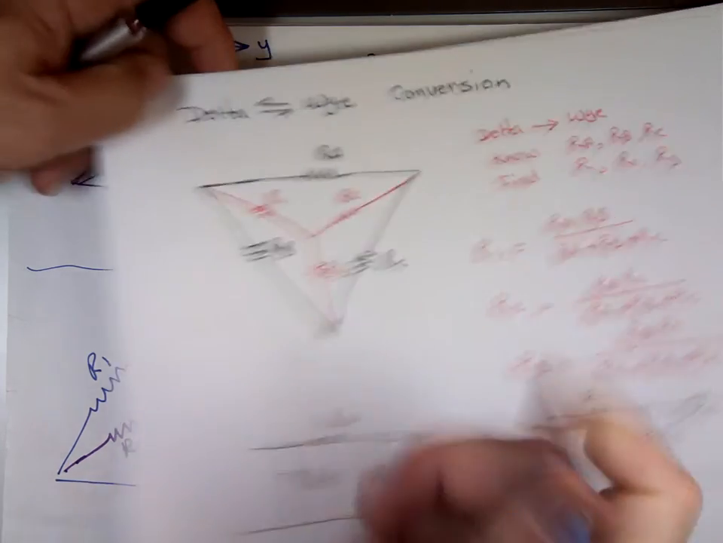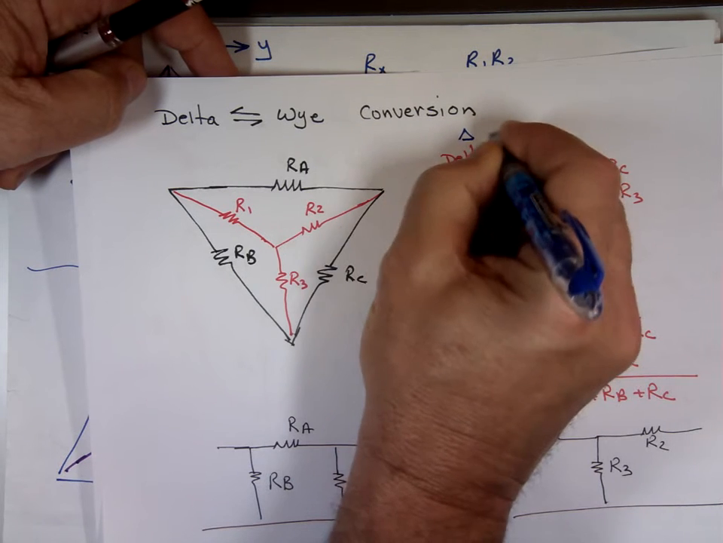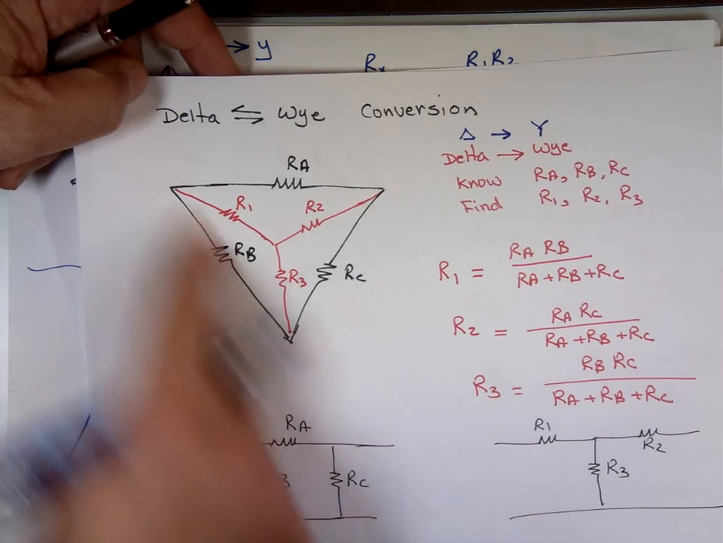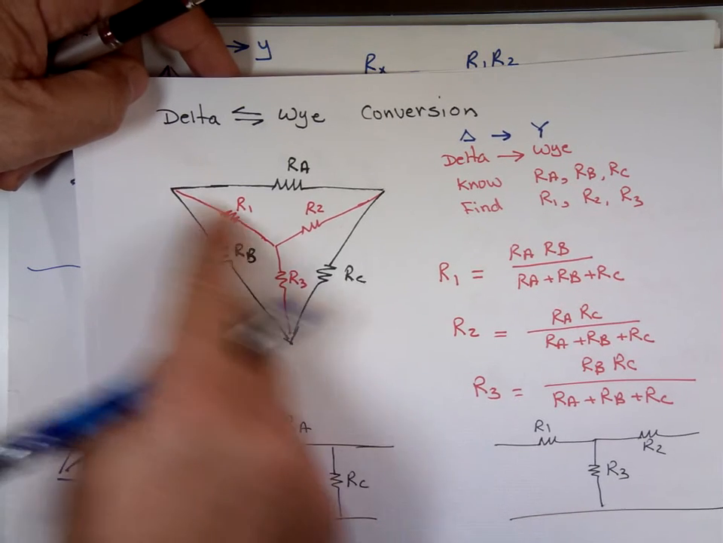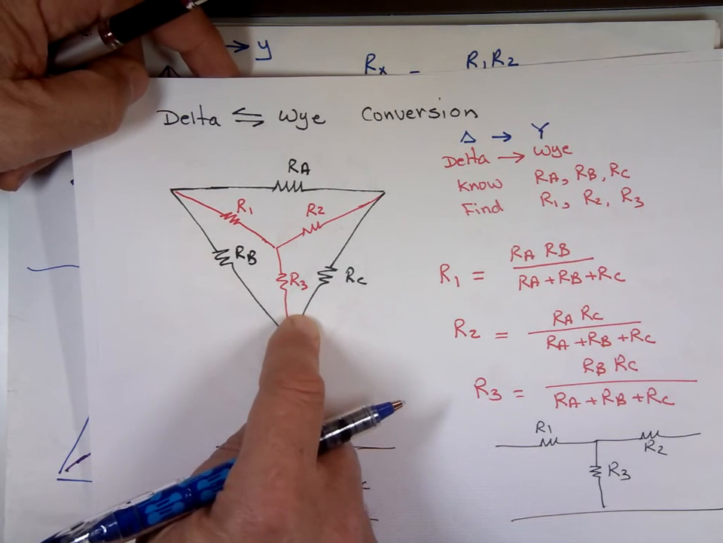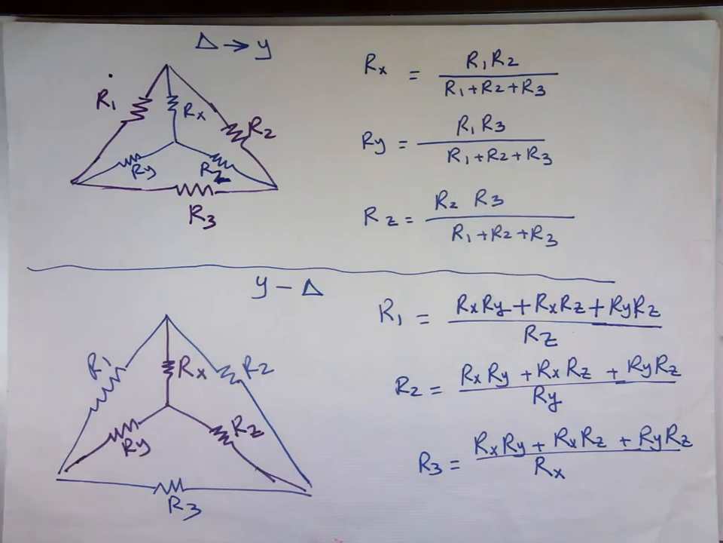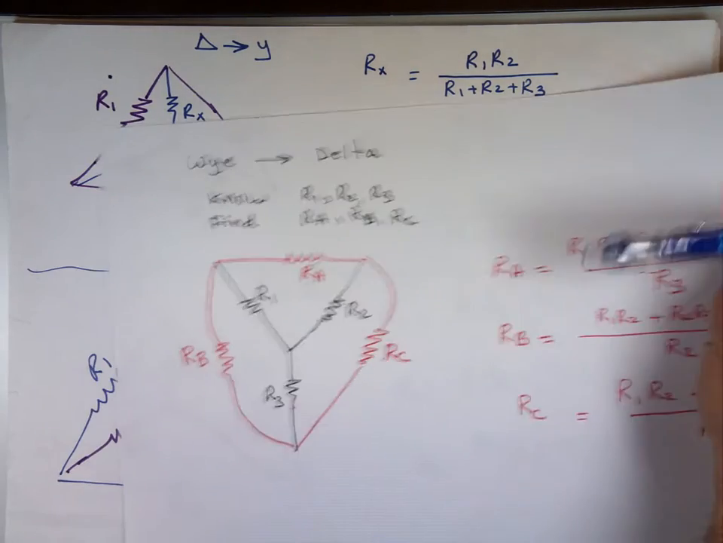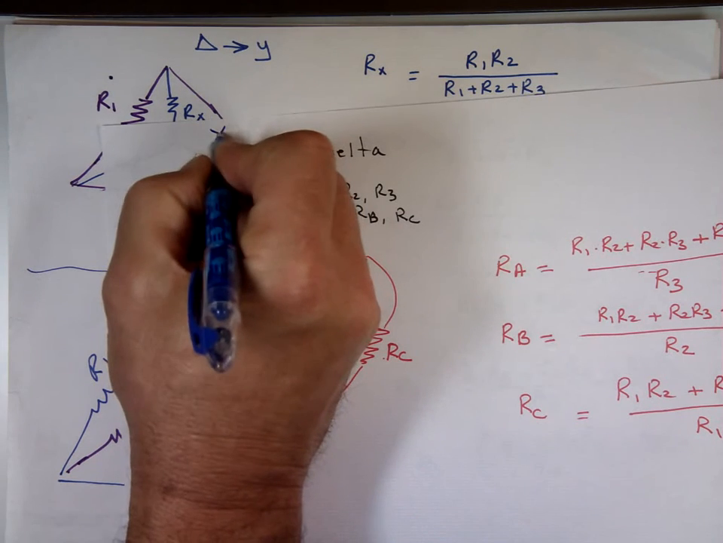So delta to Y. It looks like this. You're going from the triangle to Y. I thought that was some guy named Y that found it. Nope, just the letter Y and delta. You know, delta always means a triangle. This one is from capital Y to delta.